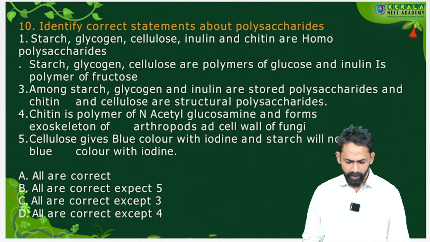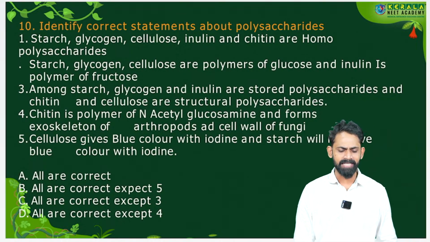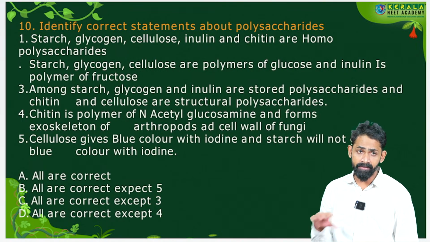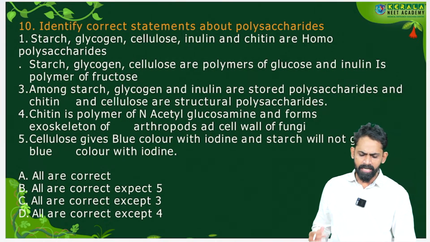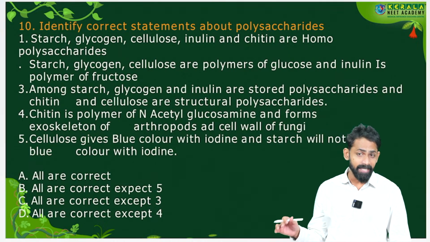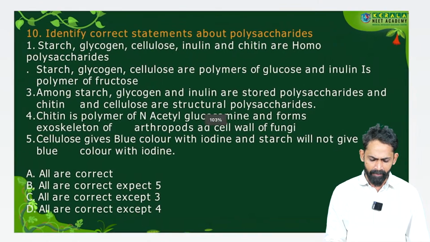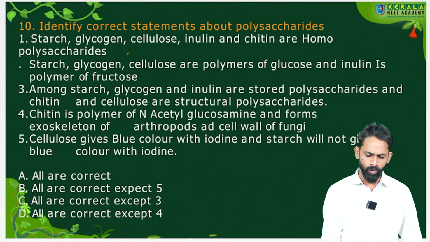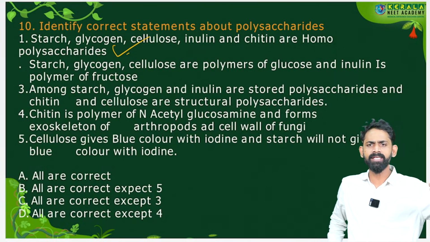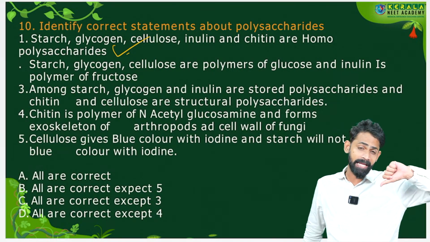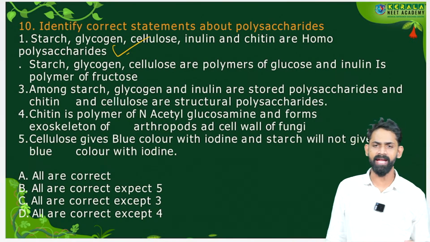Next one. Identify the correct statement about the polysaccharides. Starch, and I gave certain information which is useful to you. Starch, glycogen, cellulose, inulin and chitin are homopolysaccharides. In our biology, in biomolecules, only homopolysaccharides are mentioned, only 5 of them. One is starch. Always a polysaccharide list should start with starch because it is a representative of polysaccharides.